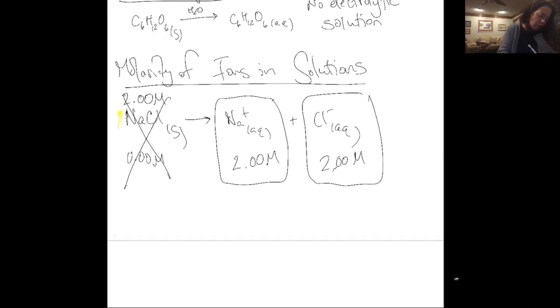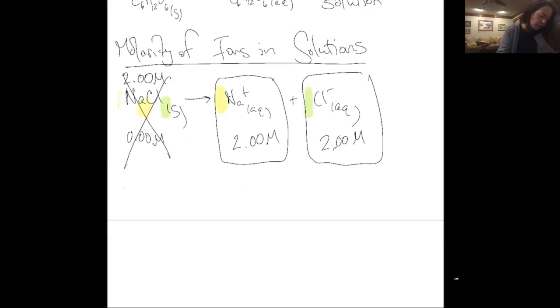The reason the molarities are the same is because there is a 1-to-1 ratio of sodium ions, and there is a 1-to-1 ratio of chloride ions. So we see the molarities are the same.